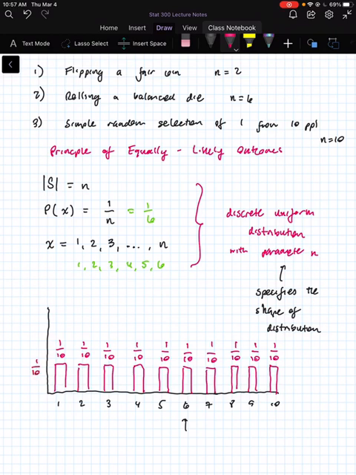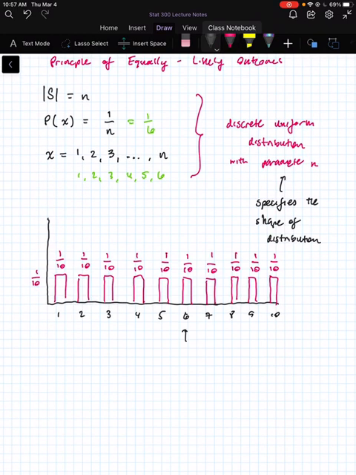1/10 here. And you should check that it makes sense that if we add up all the outcomes, from k equals 1 to 10 of 1 over n, which is 1 over 10, so 1/10 added to itself 10 times, that does equal 1. This is a valid probability distribution.